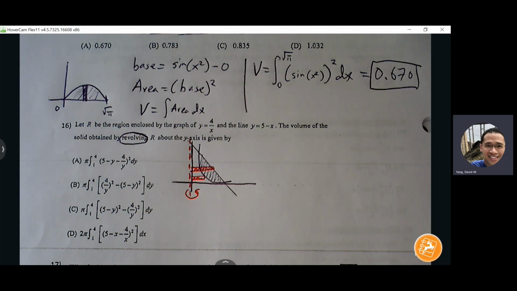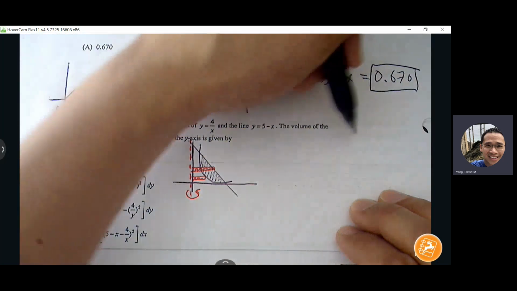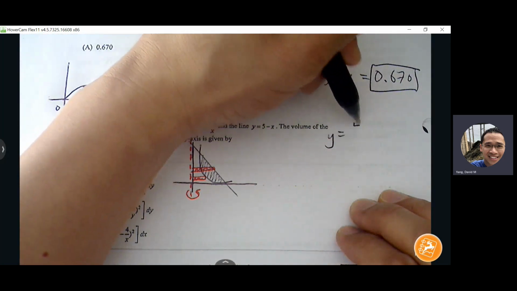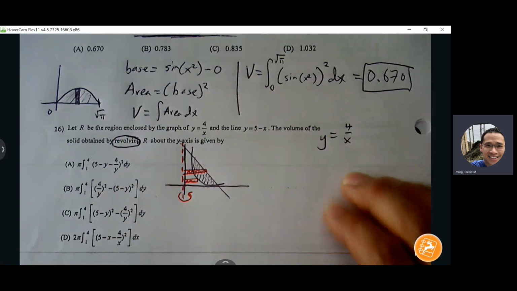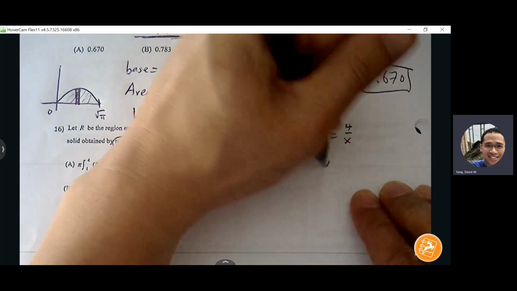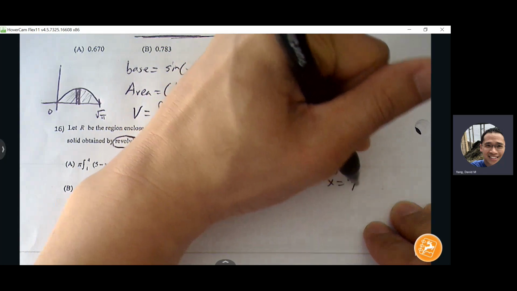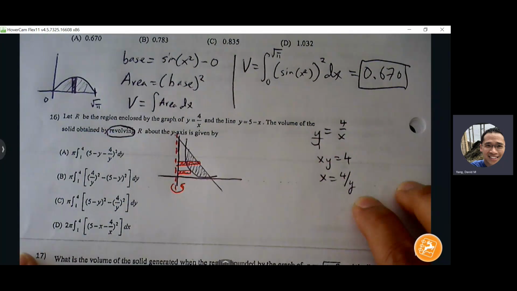We can't use the equations as they stand, the 4 over x and the 5 minus x. We have to put it in terms of y, so we have to say x equals, basically the right side in terms of y. So I have to rewrite these equations. y equals 4 over x. I have to cross multiply, this does not solve for the correct variable. So if I cross multiply here, I get xy is equal to 4. So x equals 4 over y. So that's the curve.